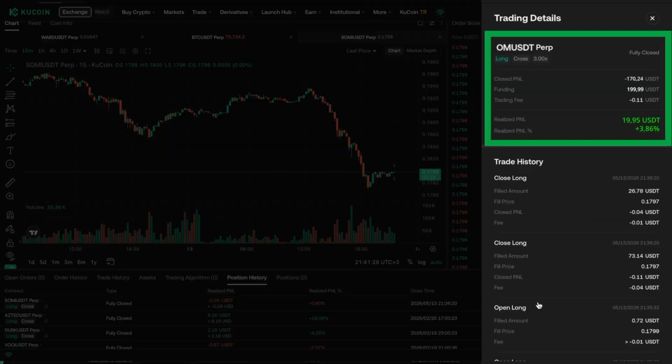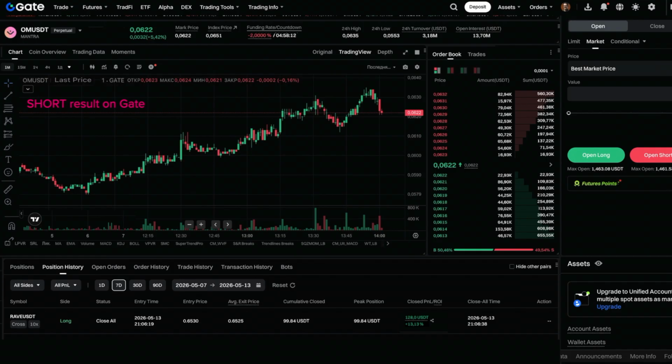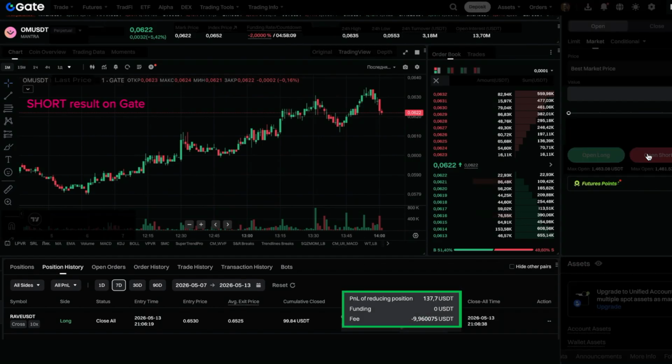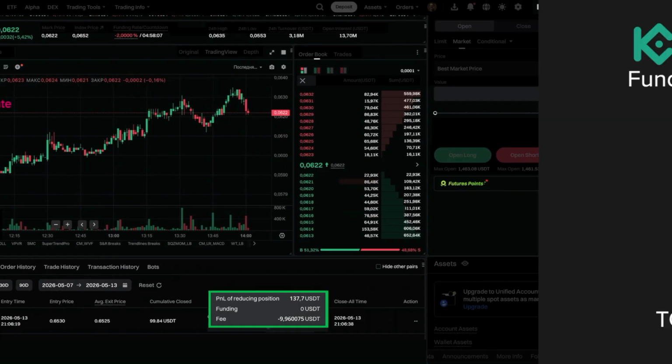Due to price movement, the long on KuCoin resulted in a loss of -$170, but $200 was credited as funding. Taking commissions into account, the result of this trade is +$20. The result from the short on Gate is +$128. No funding was charged here.